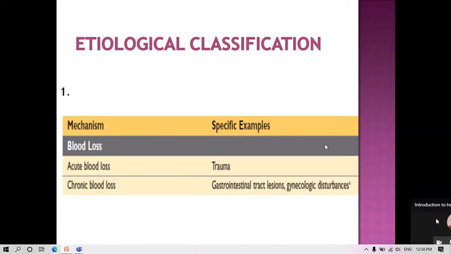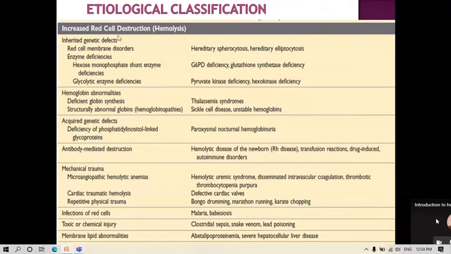In this etiological classification, the mechanism can be blood loss, acute blood loss either because of trauma, or chronic blood loss, which can be because of various causes, like gynecologic disturbances, where the patient might have menorrhagia for 2 months, 3 months, that can lead to chronic blood loss, and there can be GI lesions also. The second etiology is increased red cell destruction, which we also know as hemolysis. There is a long list, but this is a very simple list.